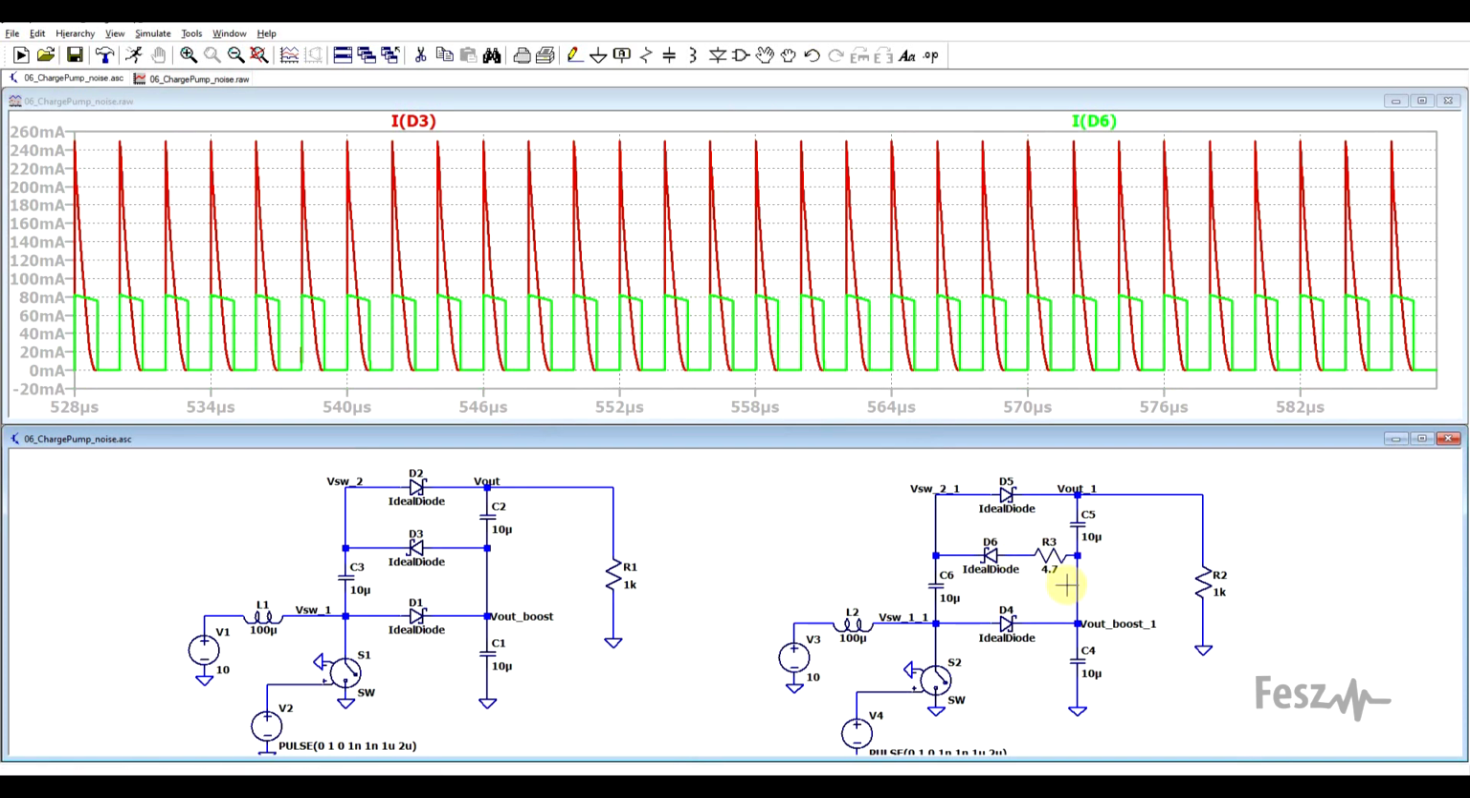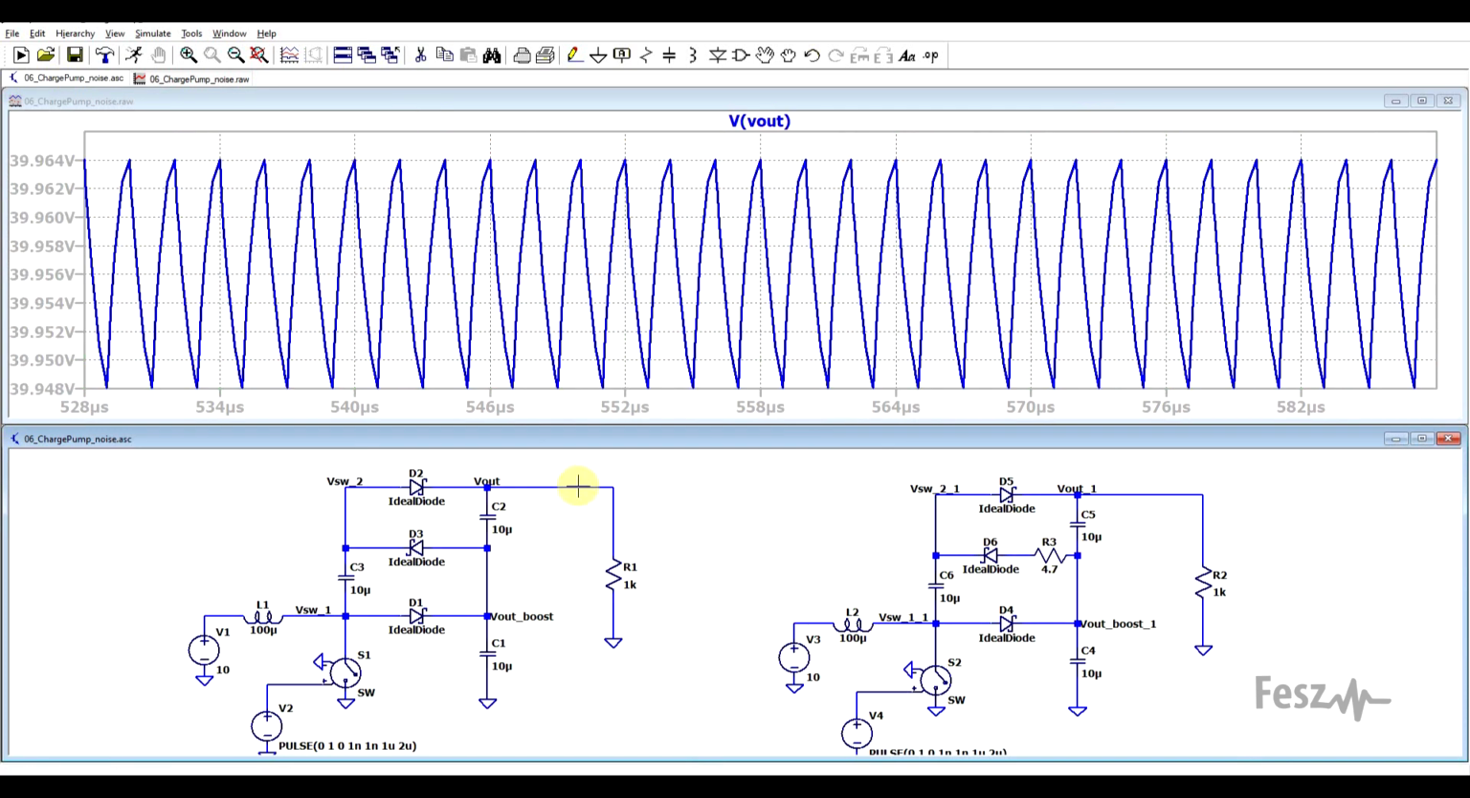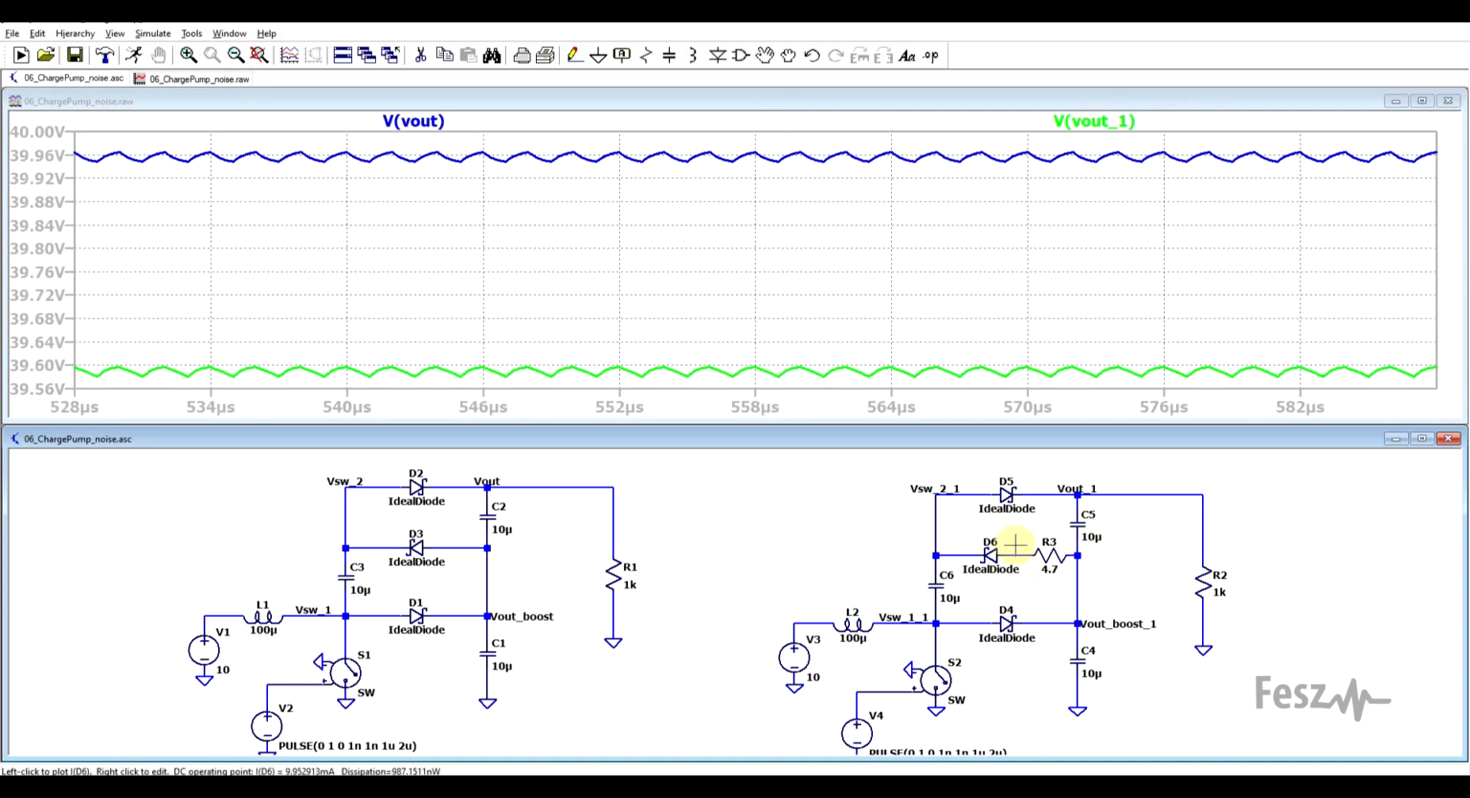However, this resistor is adding in losses, so if we check the output voltage of the base converter and the one with the added resistor, we see that we are getting a slightly smaller voltage. So this added component, although it will reduce the noise, will also reduce the gain of the converter.